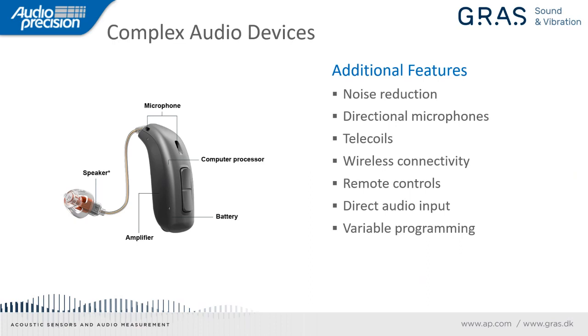Many have variable programming. The program that is processing the audio varies depending on the circumstance that the user is exposed to, for better hearing and better listening conditions. And they can also have synchronization. So if you have, for example, two hearing aids, one for the left ear and one for the right ear, there can be communication between the two to optimize the acoustic experience for the listener, or for the user.